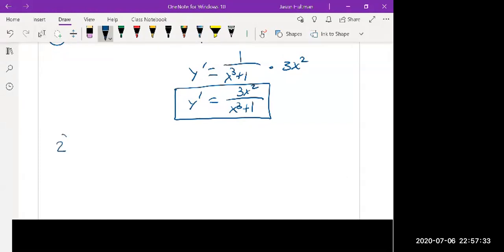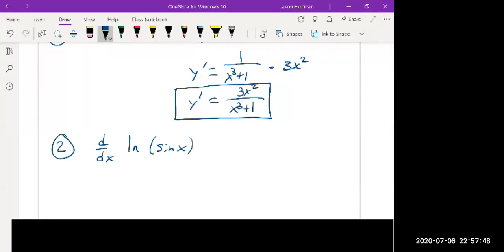Okay, let's see what we got here. Number two, let's take the derivative of the natural log of sine x. Whew. Let's take the derivative of a natural log of sine x.